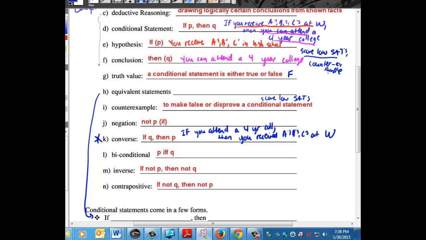And so again, we want to assess if this is a true statement or a false statement. And hopefully you can tell that this statement is also going to be false. Now when it's false, we need to give a counter example.